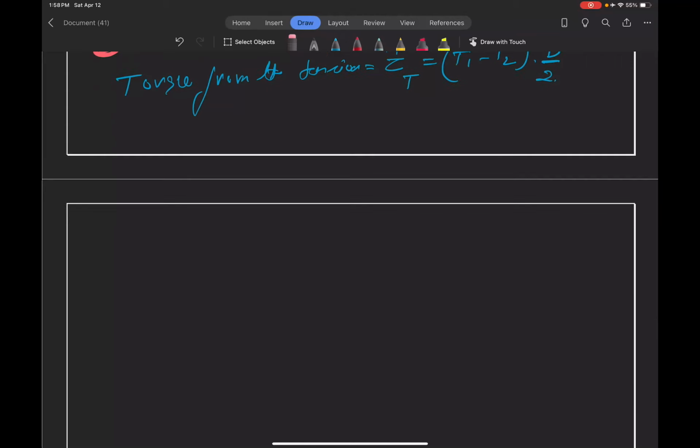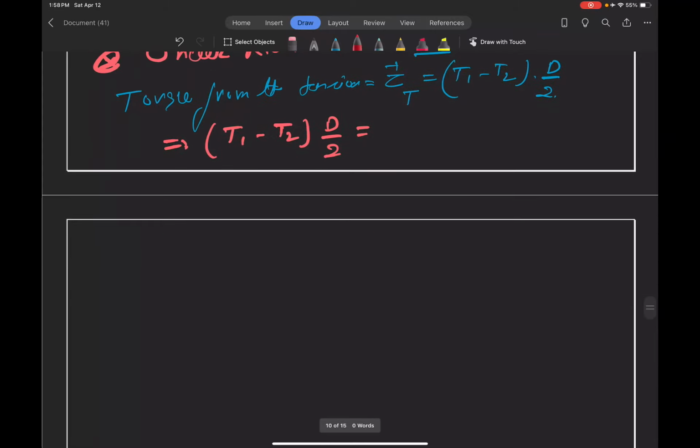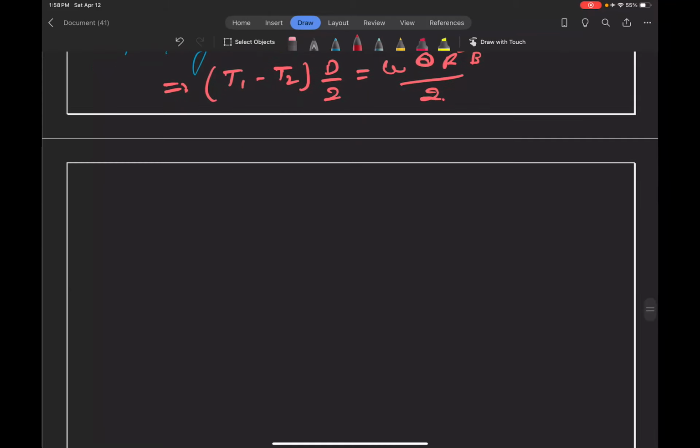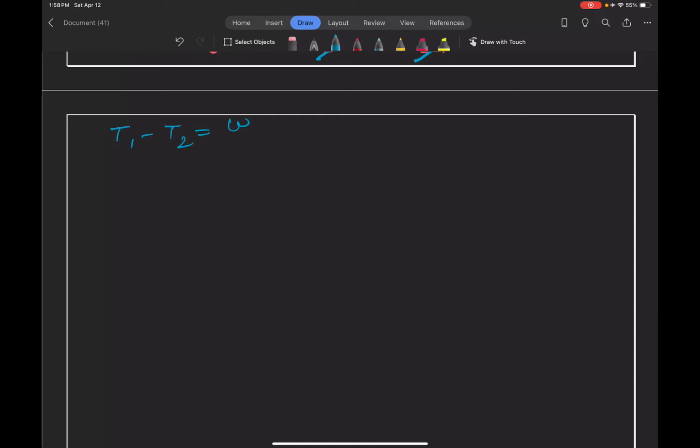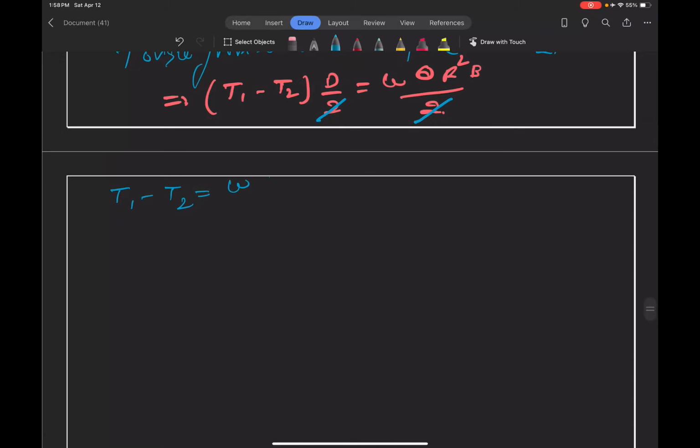So these two torques will be balancing each other. So from here we can write that T1 minus T2 times d by 2 is equal to omega q r square b divided by 2, and this 2 cancels with 2, we get T1 minus T2 is equal to omega q r square b divided by d.